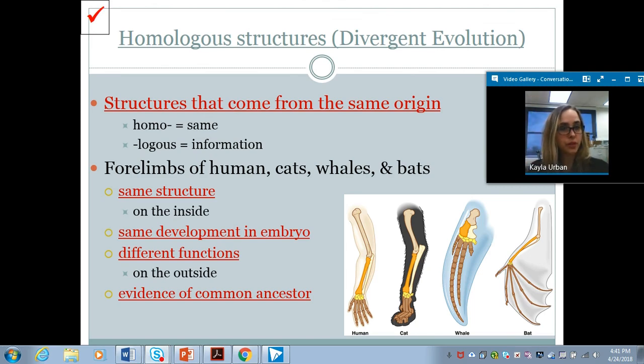The bat uses the bone structure in its wing for flight, and the whale would use it for swimming. A cat would use it for walking on, and a human's hand, we would use it for grasping and building and writing and everything else. So we all have very different functions, but that same pattern. We have the humerus, the radius and the ulna, the carpals, and the phalanges here.